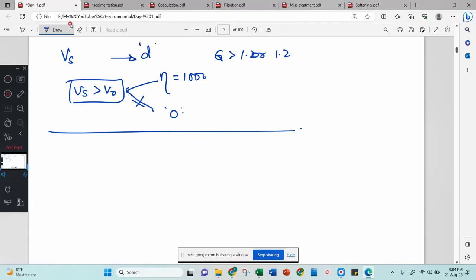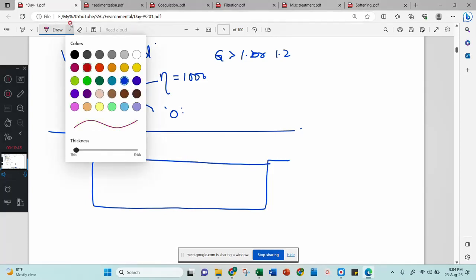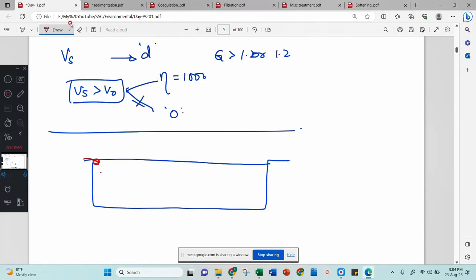If at all there is a tank like this, a sedimentation tank, in this tank the particles are entering here. These particles have a diameter d. Then this tank is designed for this diameter.